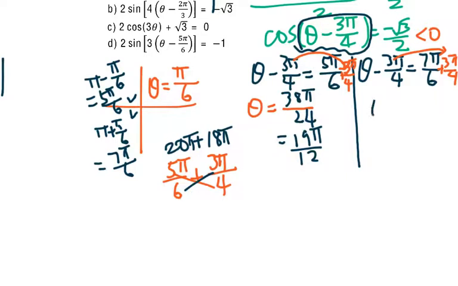Same thing here. Your theta equals, here's 24, 28 plus 18, that is pi. So you will get 46, then divided by 2, here's 12, 23 pi.